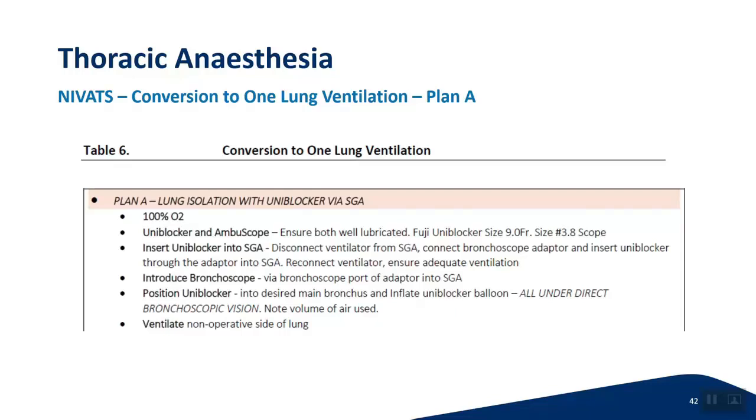Plan A involves lung isolation using a uniblocker inserted through the supraglottic airway. The ambuscope is used to guide the blocker into final position, and the balloon is inflated under direct vision. The patient is paralyzed and one-lung ventilation proceeds through the supraglottic airway with blocker in place. Failure to achieve satisfactory lung isolation with this method leads us to Plan B.